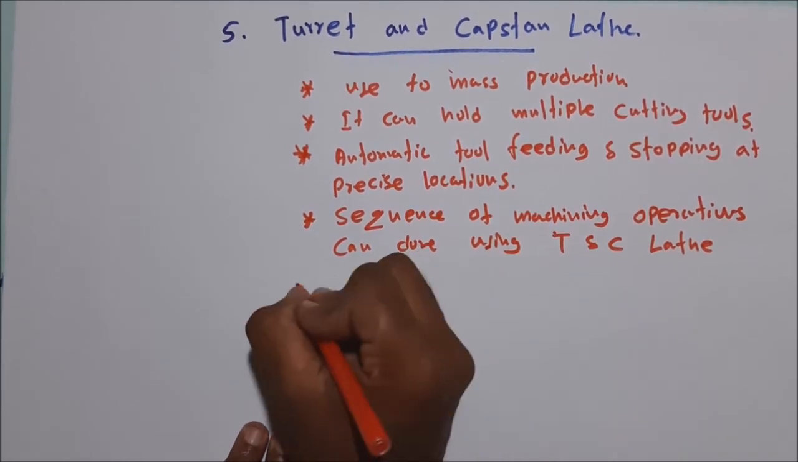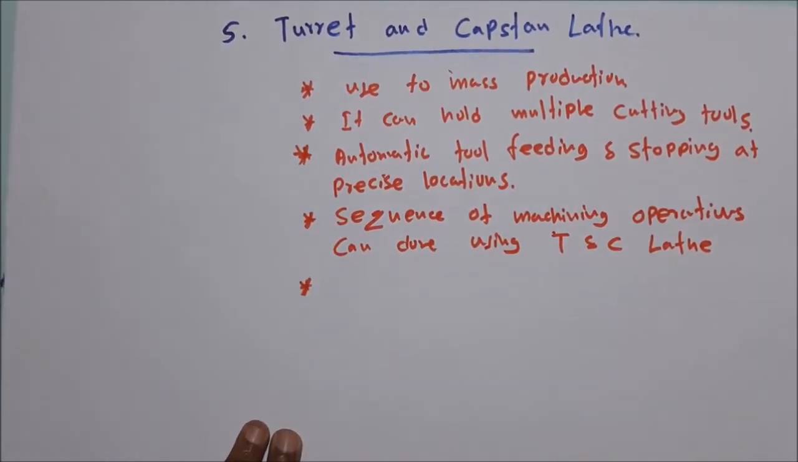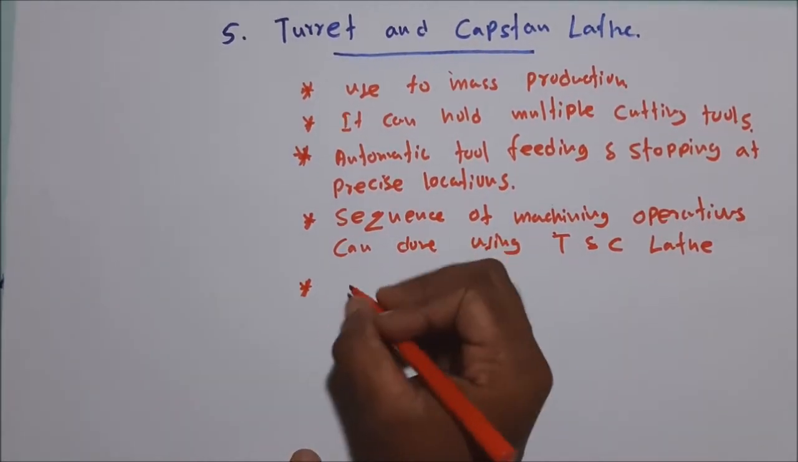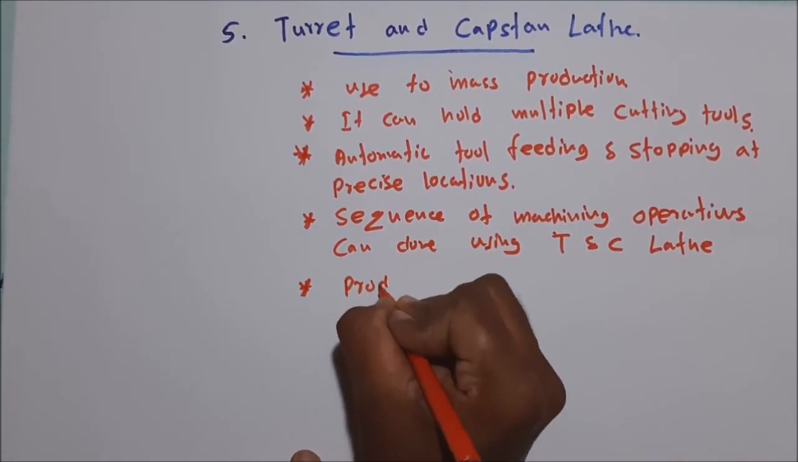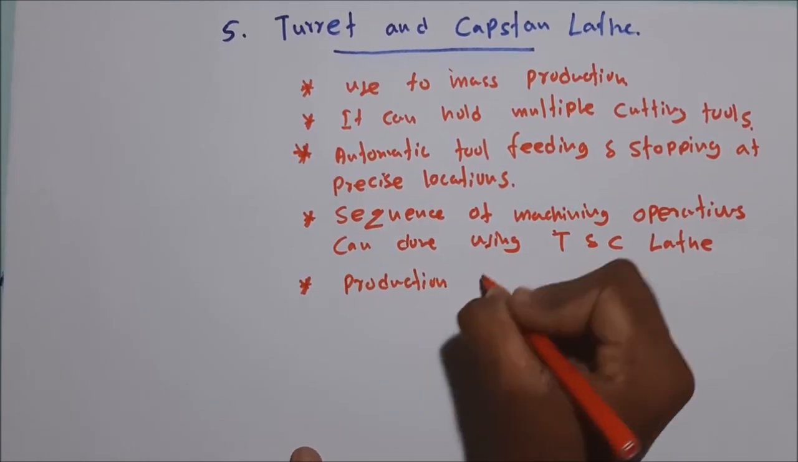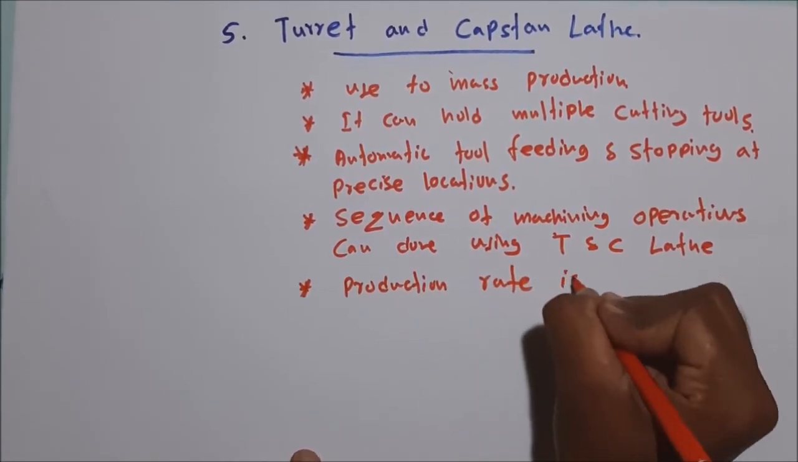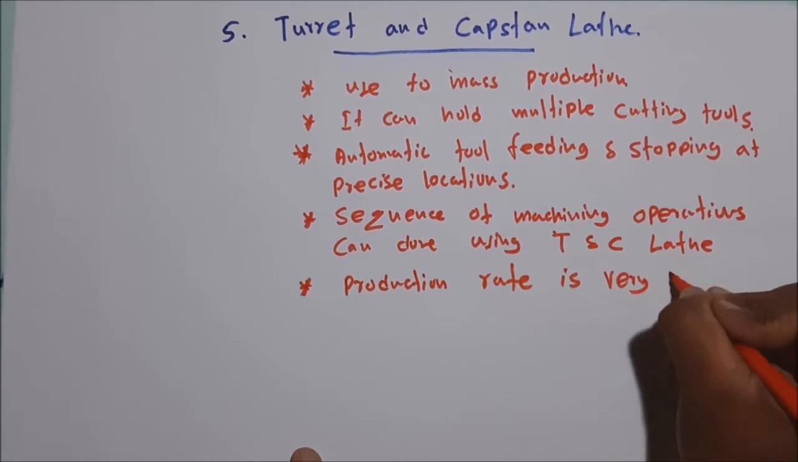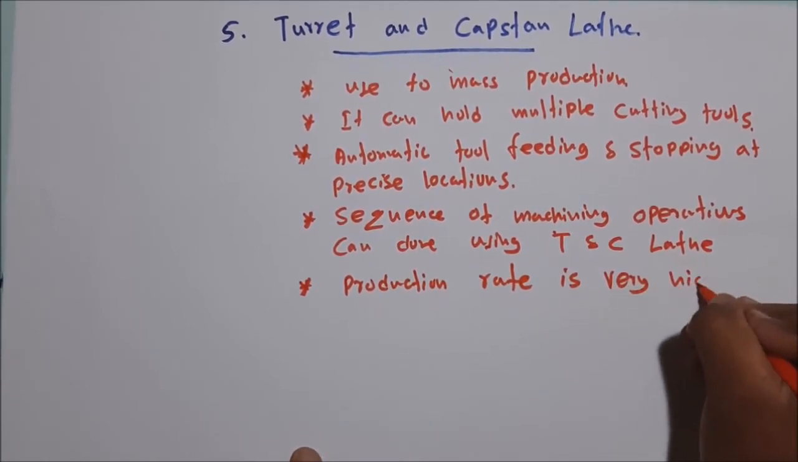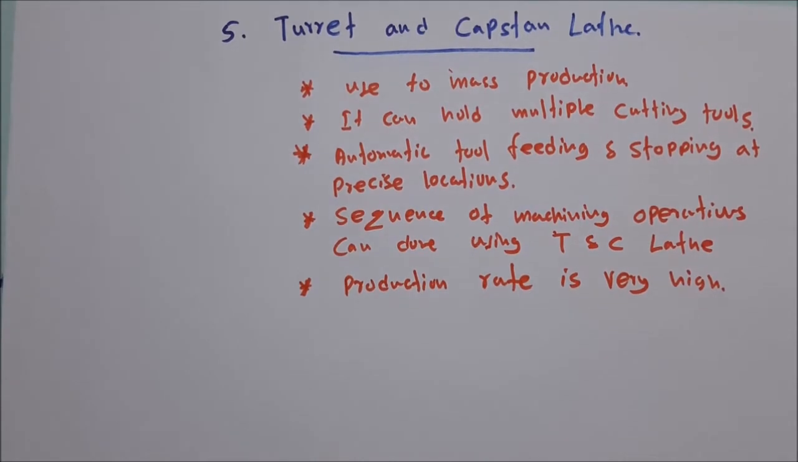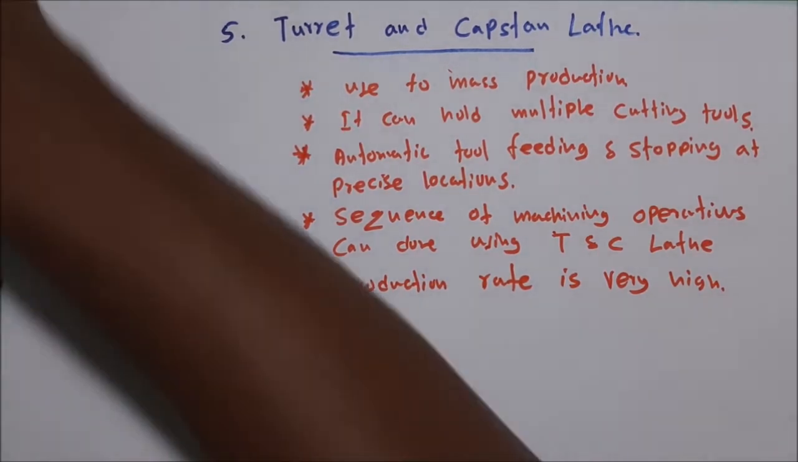So it is used for mass production. That means the production rate is very high. Okay, I will show the picture of this turret and capstan lathe.